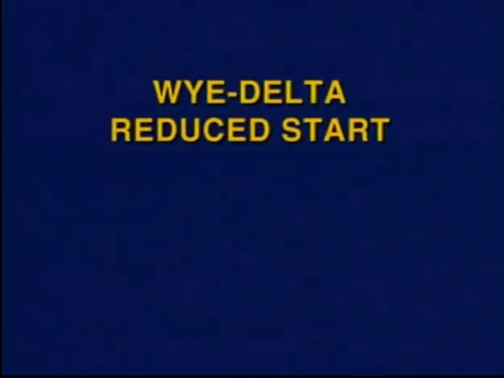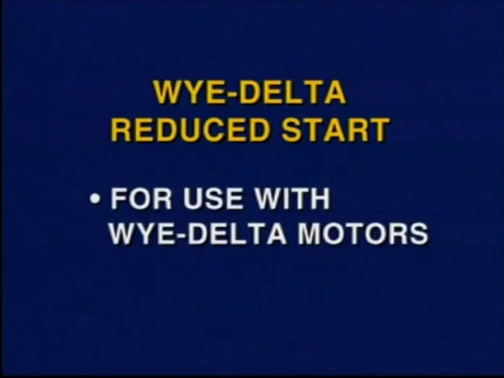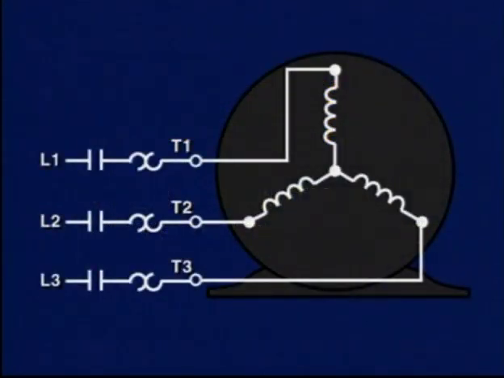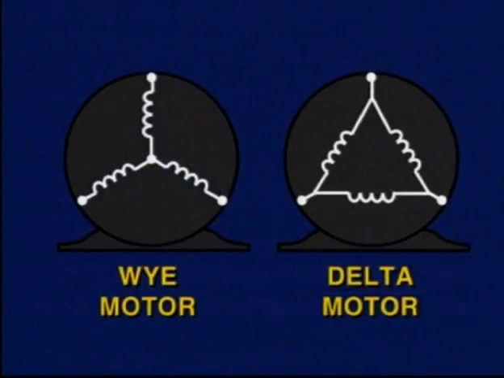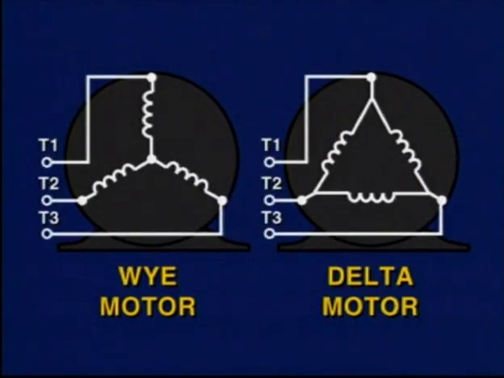The Y-delta reduced start, also called star-delta, is intended for use with Y-delta motors where the motor is started in a Y configuration and then switched to a delta configuration. As you can recall, three-phase motors are available in Y or delta configurations. These windings are internally connected, and the T1, T2, and T3 terminal wires are brought out of the motor for connection to the motor starter.